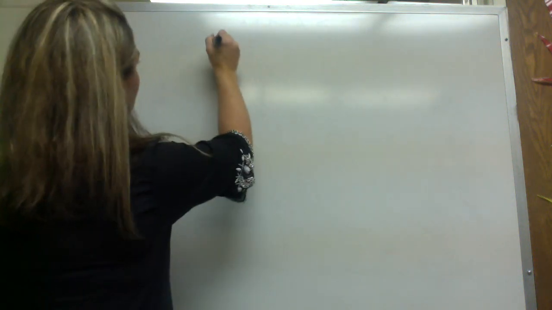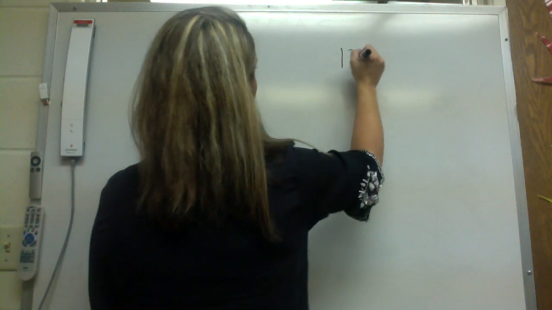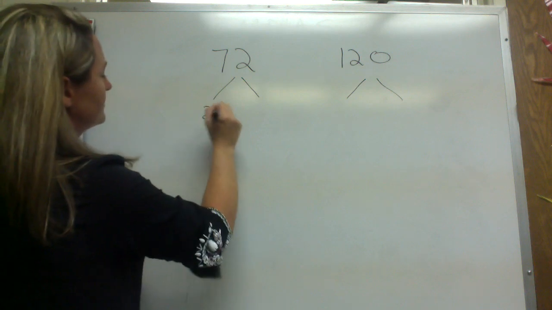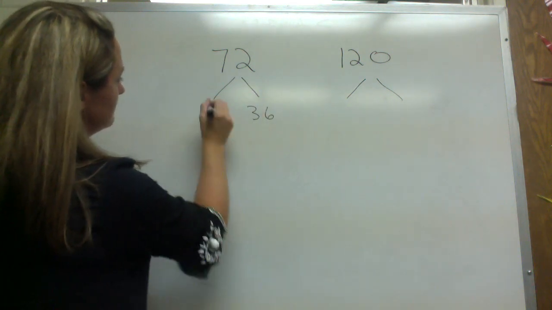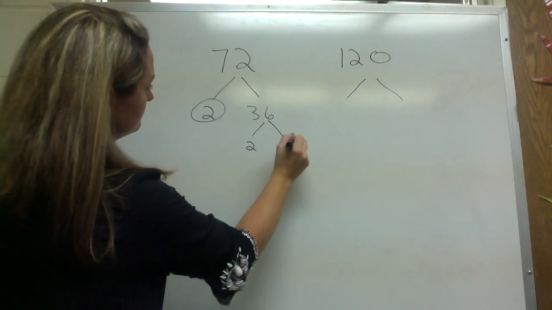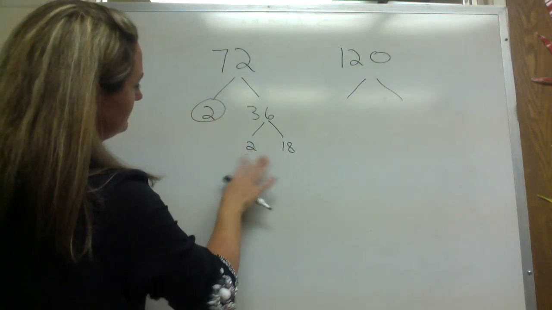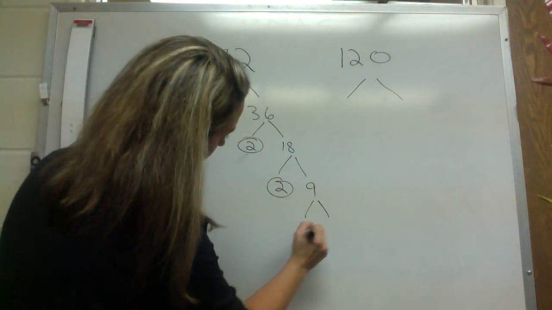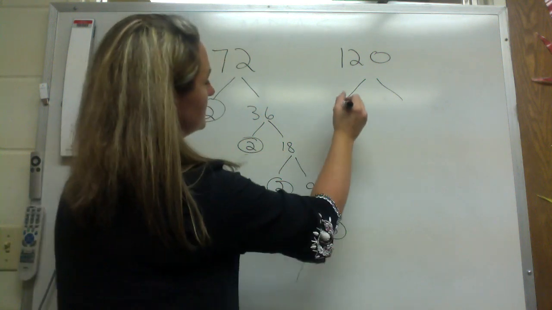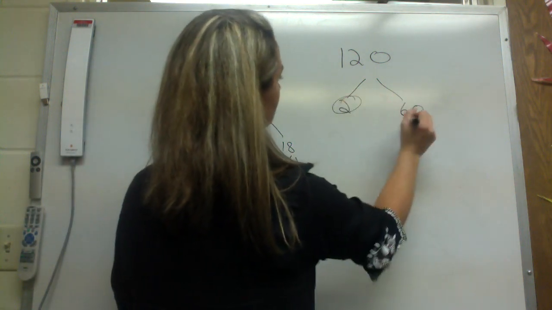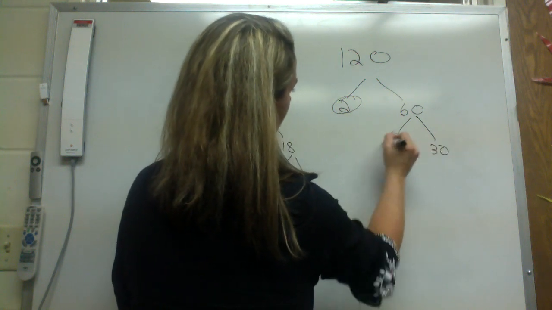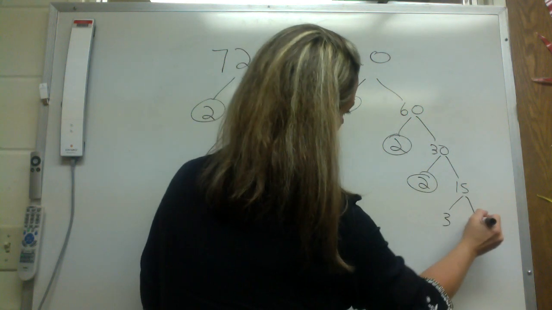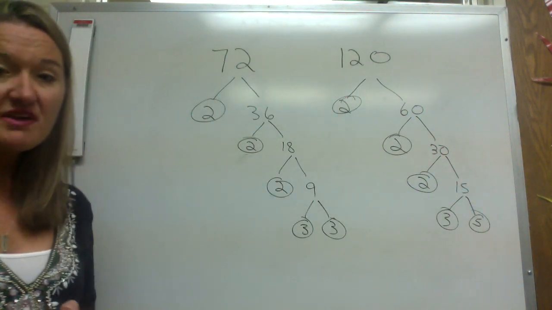Let's do 72 and 120. Again, by now you should be pretty good at these factor trees. Oh, what am I doing? That's prime. Okay, 2. All right, got my factor tree set up.